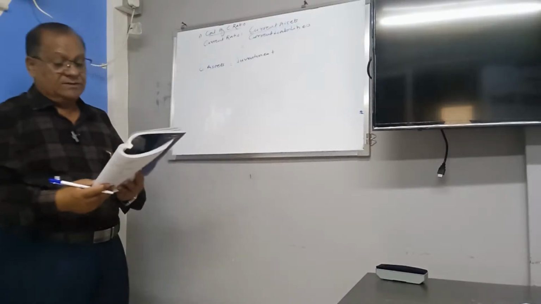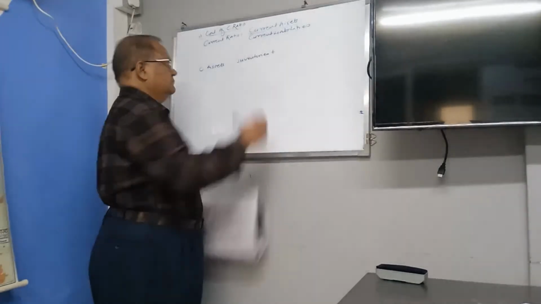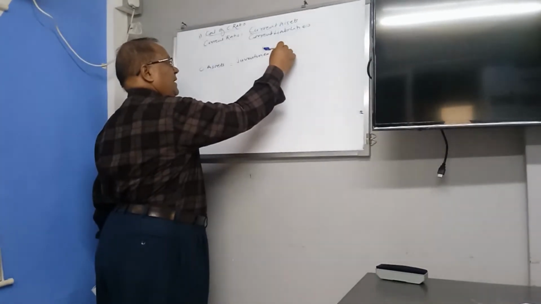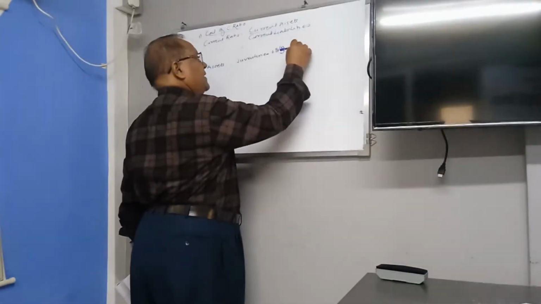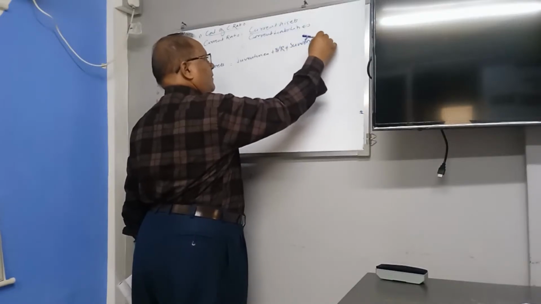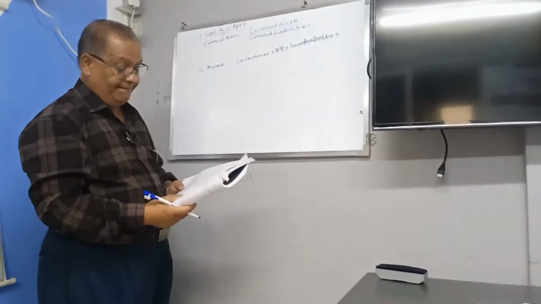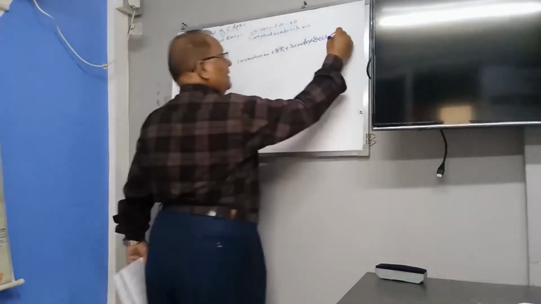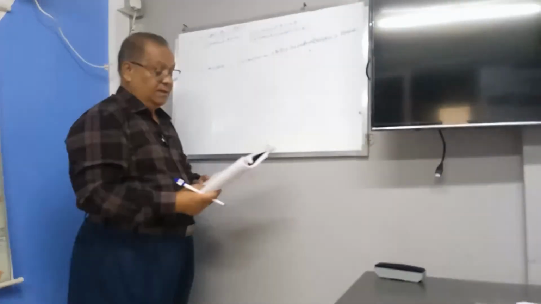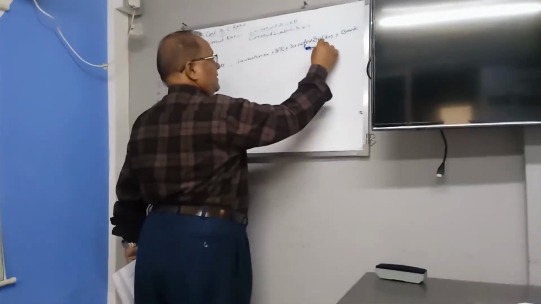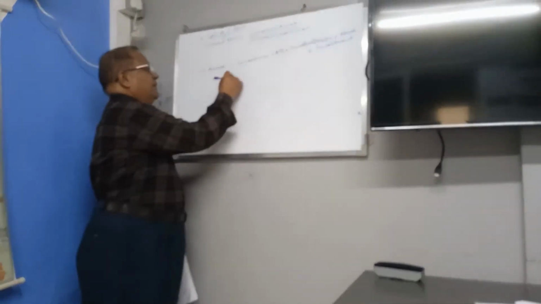Plus bills receivable. Plus another is given to you, sundry debtors. Plus bank. Plus they will give us the investment. So these are the items. Now we'll take their values.